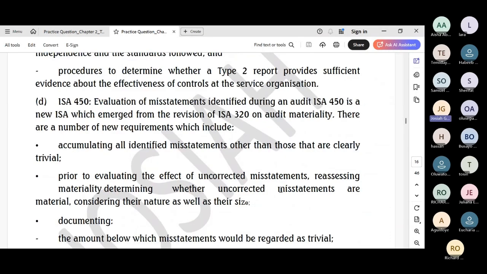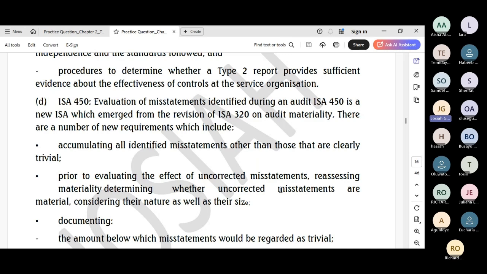Okay, evaluation of material misstatements identified during the audit. It's a new ISA from the Clarity Project, carved out of ISA 320, actually. It's a secondary product of ISA 320 on materiality. So the requirement is to accumulate all identified misstatements, other than those that are clearly trivial, whether material or immaterial.